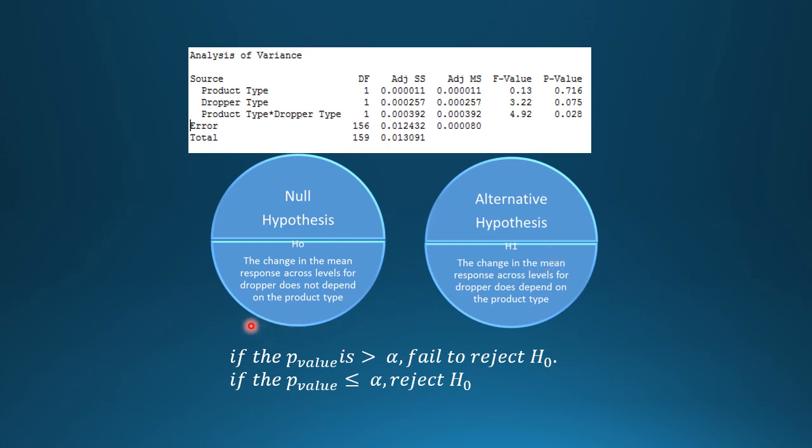If the p-value is greater than alpha, we fail to reject the null hypothesis. If the p-value is less than or equal to alpha, we reject the null hypothesis. In a two-way ANOVA, we first need to test whether a significant interaction effect is present.